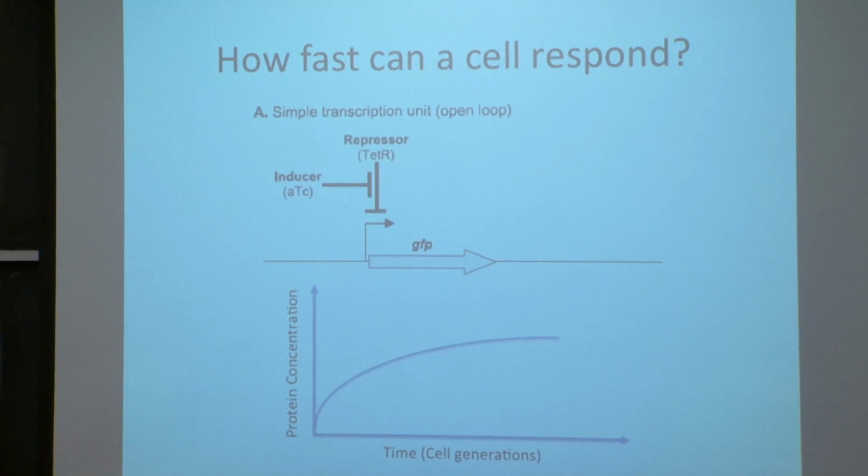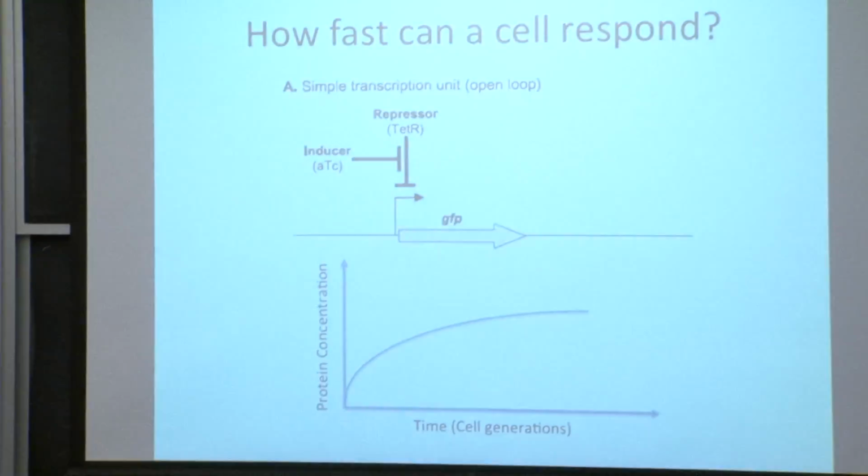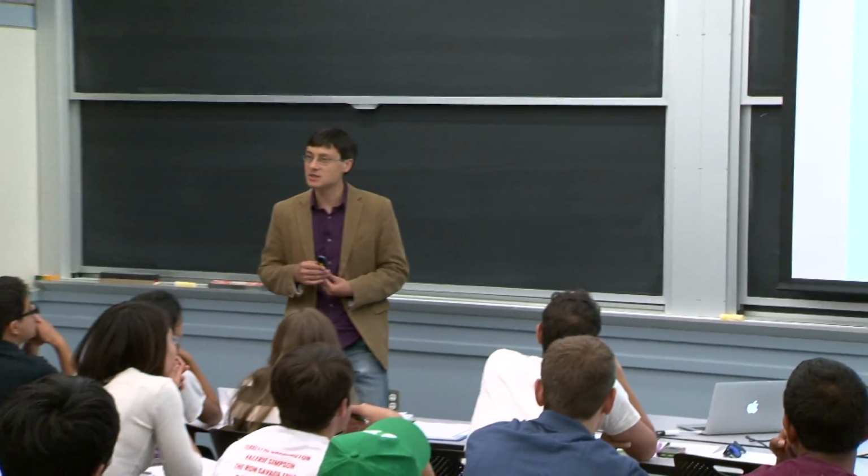So cells divide at some rate that depends on the kind of cell, the environment, and so forth. Does anybody have a sense for a bacterial cell in nice, rich media at good temperature, like how long it takes for it to divide? Yeah, 20 minutes.